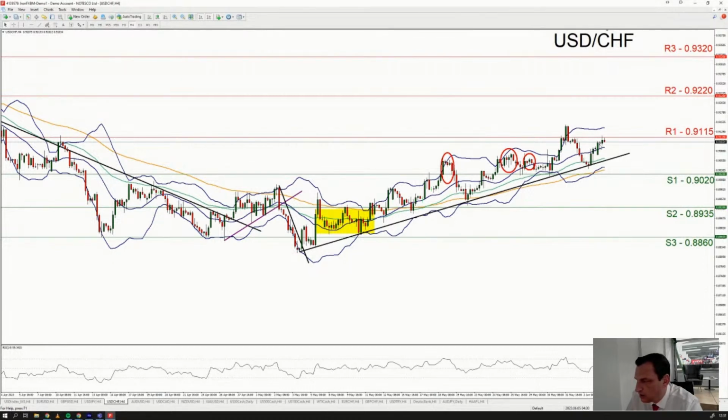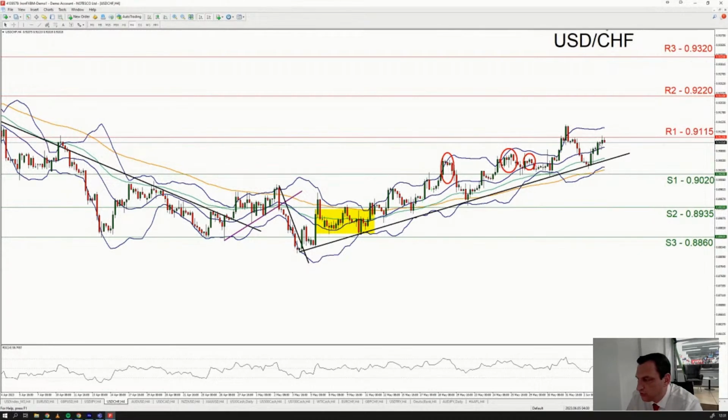For a bearish outlook, we would require the pair to drop, break the upward trend line we have just shifted, but I would also require the pair to break below the S1 0.9020 and start aiming for 0.8935.